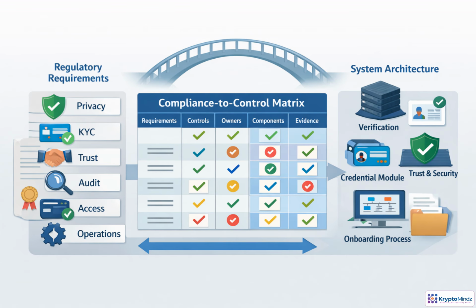The key takeaway is that compliance becomes useful when it is translated into controls that architects can build, verify, and audit. A strong matrix connects each requirement to an owner, a system component, a validation method, and evidence. That traceability turns privacy, KYC, trust, access, and operations into intentional design choices. From here, those controls become the input for the target architecture and the end-to-end onboarding flows in Module 4.